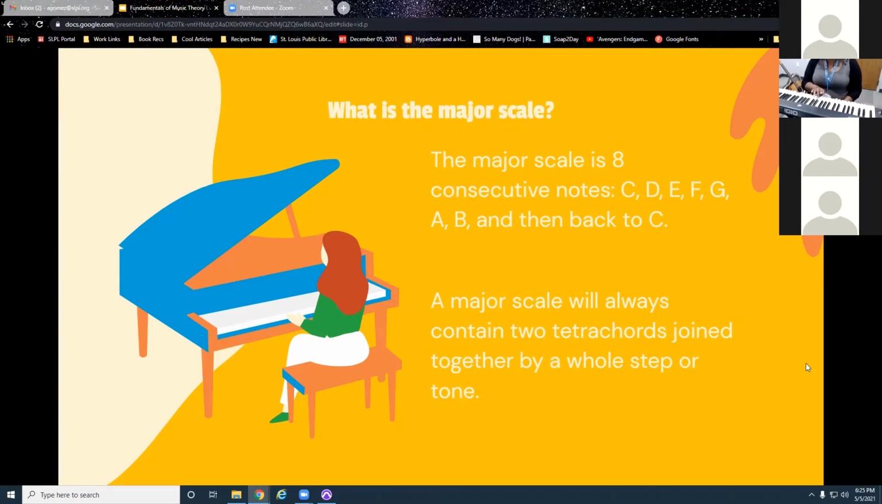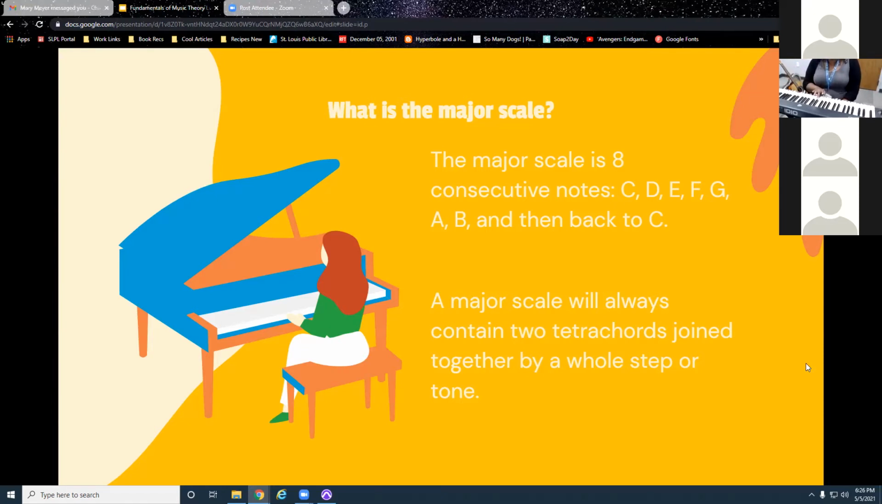So C to D, D to E, E to F. Then the next set, the other tetrachord, we go from G to A to B, and then B back to C. So when you have the major scale, it's always split up into those 2 groups. The order goes tone, tone, semitone, tone, tone, tone, semitone.